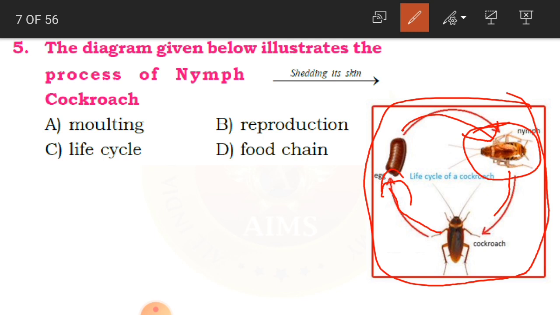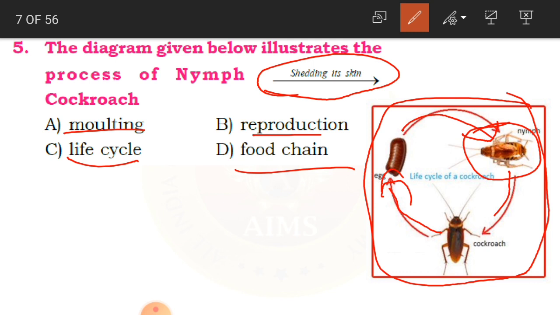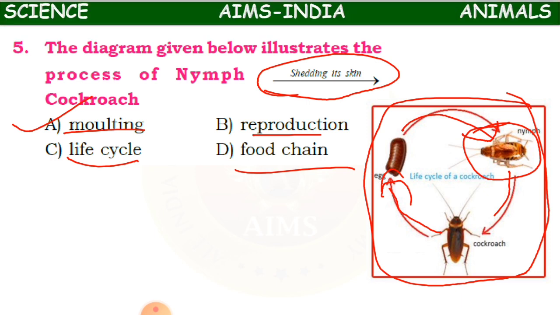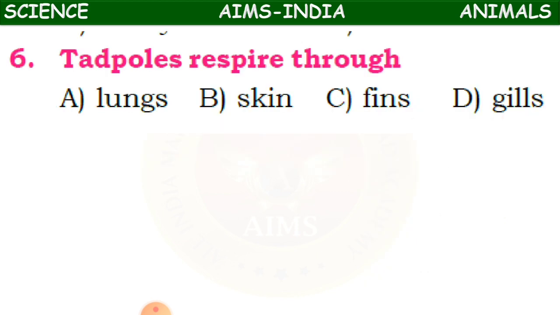So what is this process called? Is it called molting, reproduction, life cycle or food chain? We have to identify shedding its skin. It is called molting. Okay children, molting. Clear? The process of shedding skin by any insect for becoming an adult insect is called molting. Clear?